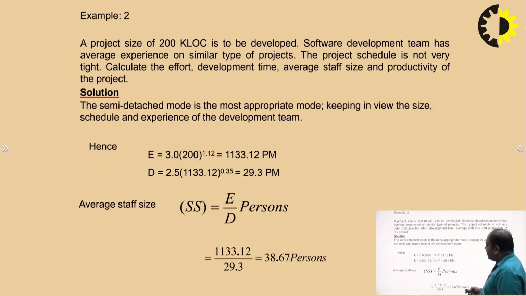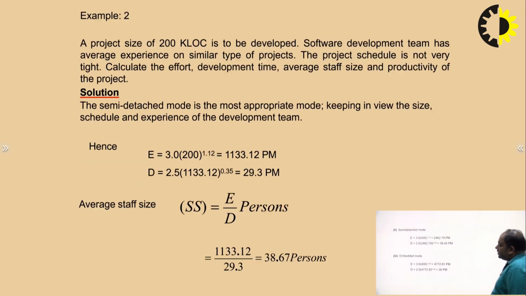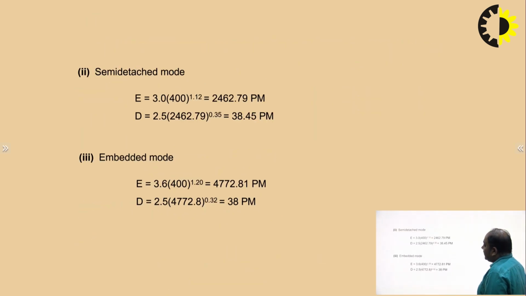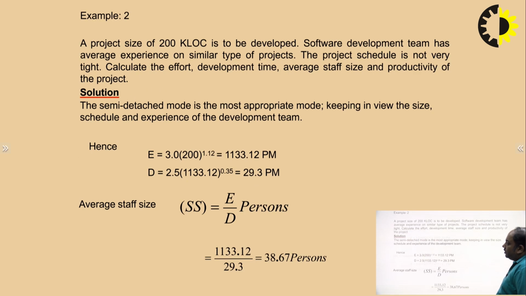So let's take another example in which we also find the average staff size. A project of 200 kilo lines of code is to be developed, and the software development team has average experience of similar type of project. Calculate the effort, development time, staff size and productivity of the project. For similar type of projects, we take the values from the semi-detached mode.